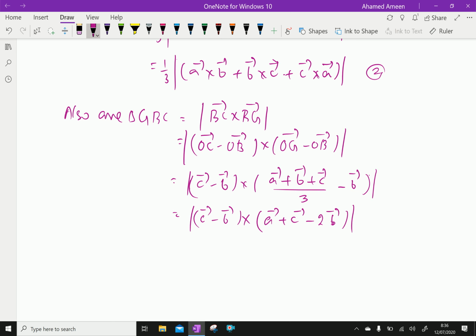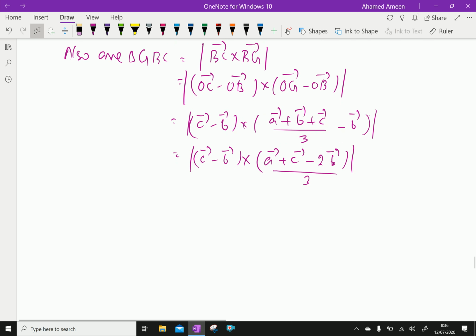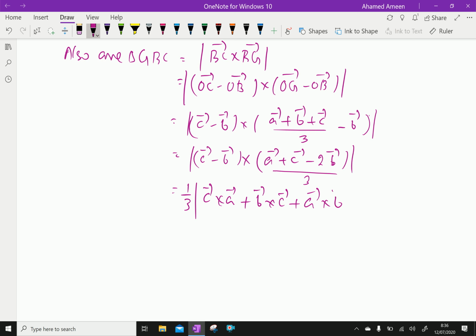After multiplying and simplifying, we will get the same 1/3 of vector C cross vector A plus vector B cross vector C plus vector A cross vector B. This is 3. From 1, 2 and 3.